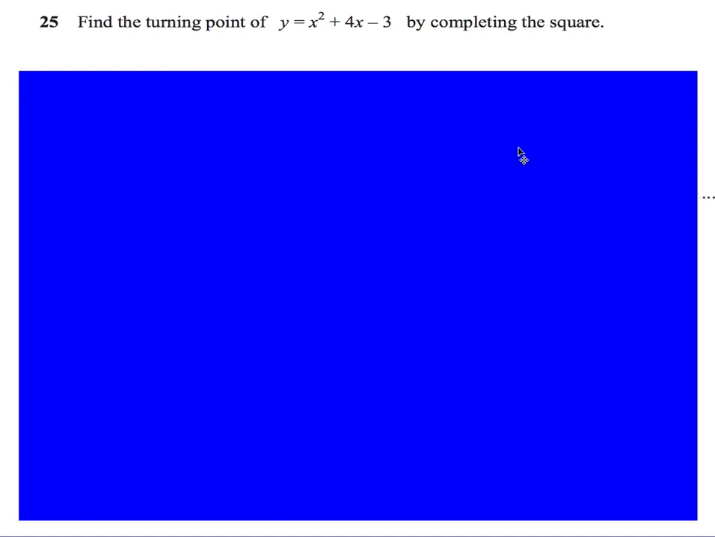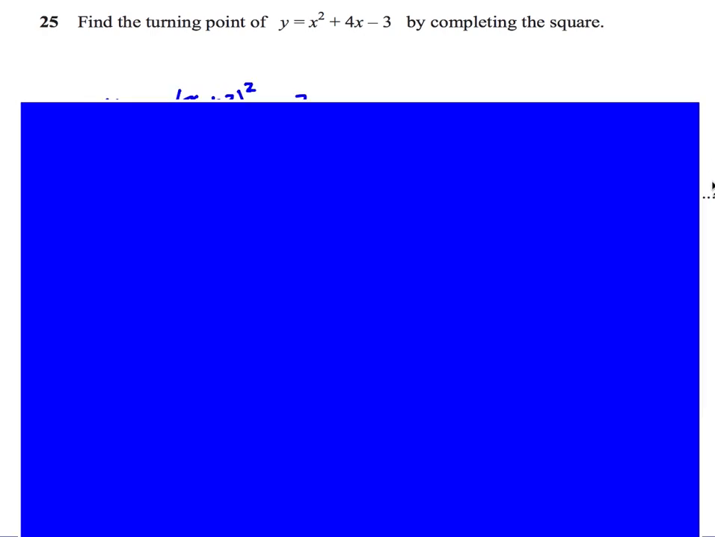Okay, here we go. This is another question. This time I've actually said find the turning point by completing the square. So actually telling us what to do for this one. But we follow our method as before.